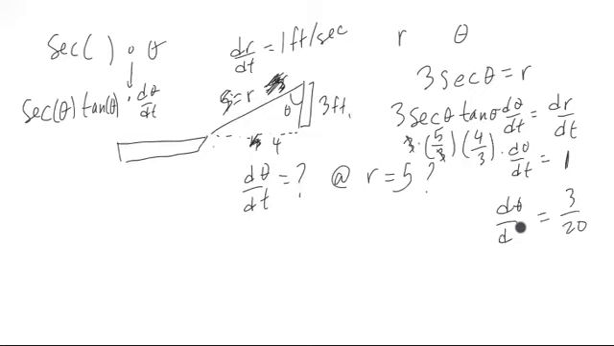What are the units? Well, working with seconds and theta, well, we assumed it was in radians to be able to have this derivative formula, so it's radians per second. So this would be 3/20 radians per second.